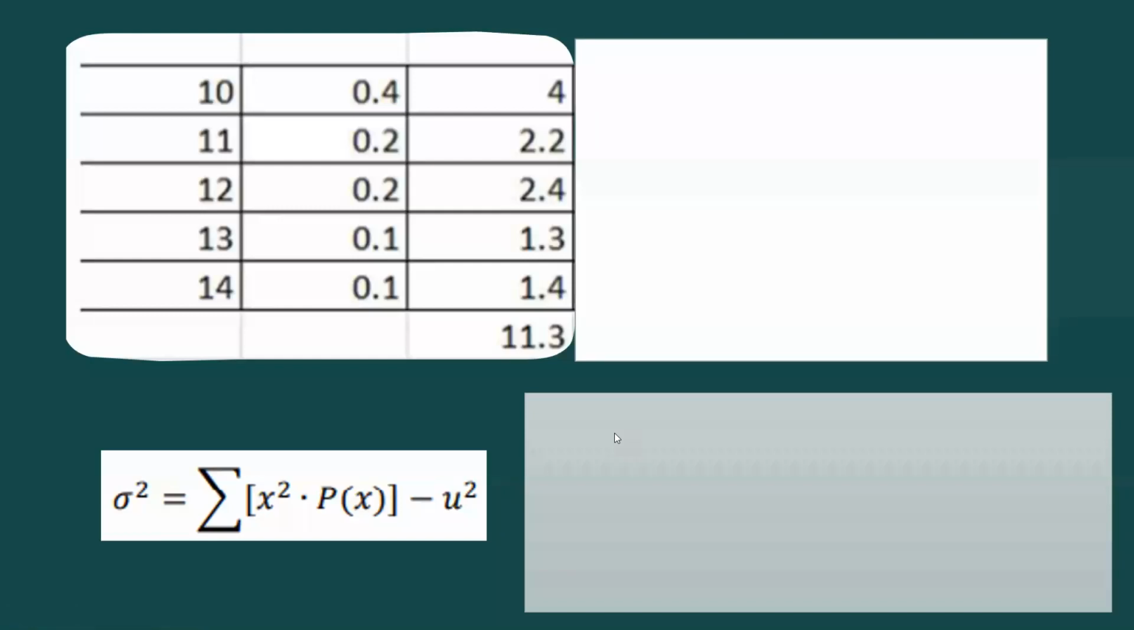11.3, nagawa na natin yan kanina. Kung saan, itong x natin ay tinimes natin sa probability, and nakuha natin yung x times p of x. At ito na nga yung ating mean of x, which is 11.3.